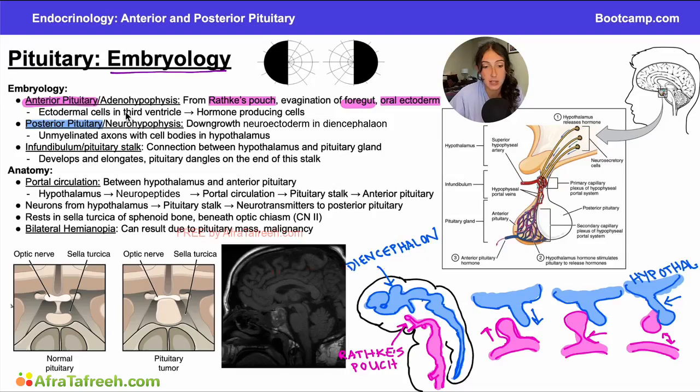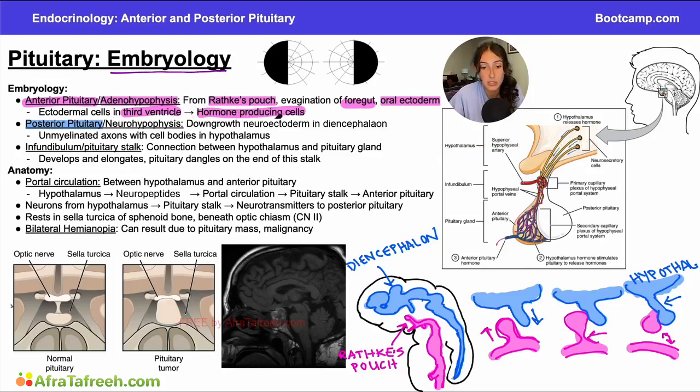These ectodermal cells are what is going to give rise to the hormone-producing cells of the anterior pituitary, so that's a good fact to be aware of. And then finally, our anterior pituitary is also sometimes called the adenohypophysis, and I always like to remember that A for anterior pituitary and A for adenohypophysis go together, and they do mean the same structure.